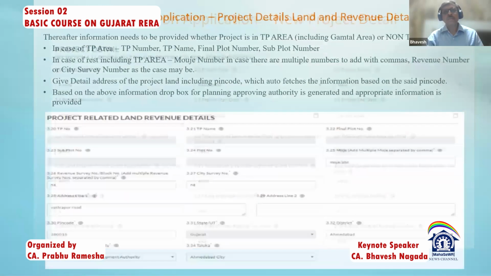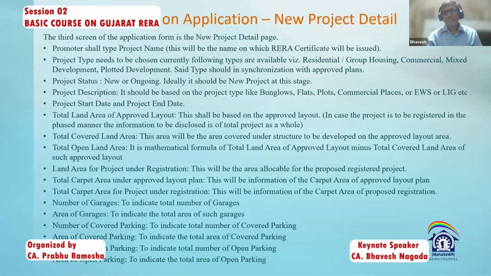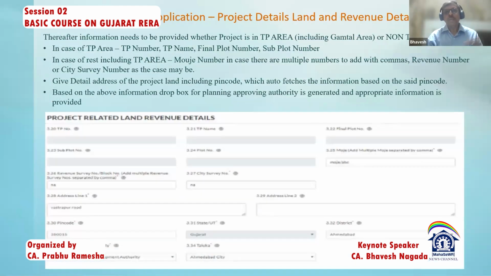Okay. Now coming to this, now again we gave the details of the project. Now this project is going to be on some land, right? So in Gujarat RERA, the information of the land is to be divided into two portions. One is the TP area and one is non-TP area. Now, in case of TP area, as you can see below, you have to give the TP number, TP name, plotted, unplotted and all that stuff, plot number and subplot number of the TP area.